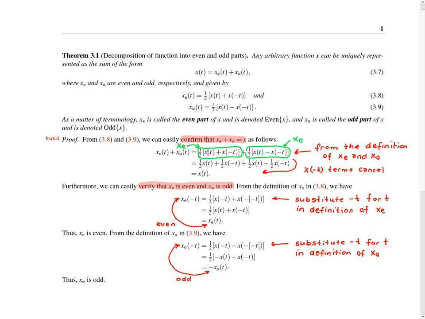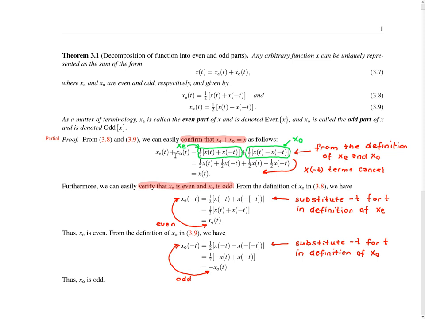We're going to simply add them together. So the first circled quantity is the formula for xe. The second circled quantity here is the formula for xo, and then we're going to simply add them. And what happens when we add them and simplify, a bunch of terms are going to cancel, and all we'll be left with is x of t.